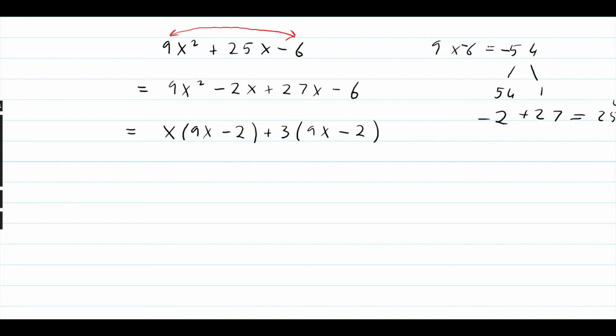Now, luckily, we can see that we've got the same brackets. So to finish it off, we've got x plus 3 and then 9x minus 2, and that's them both factorized.